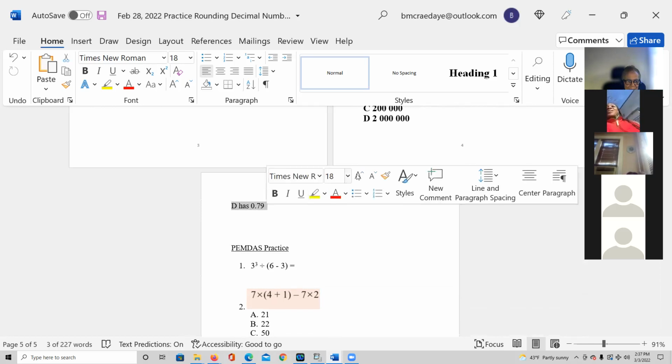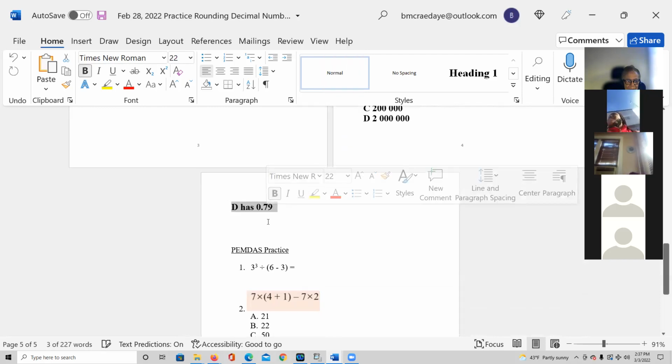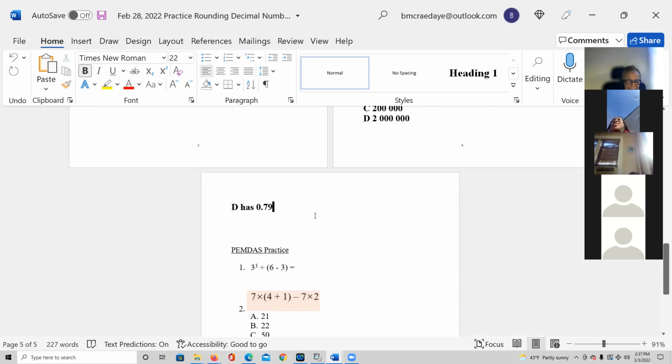Okay, well, make this bigger. So 0.79, and since that said million, 0.79 times a million, which is 1,000,000, and that's 6 zeros, equals 790,000. That's D.